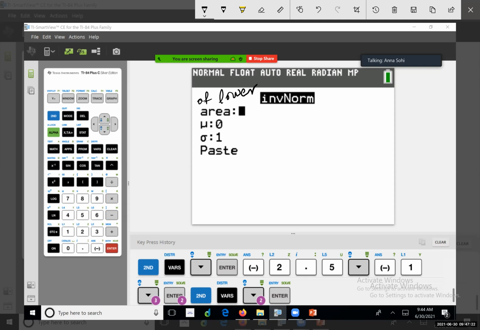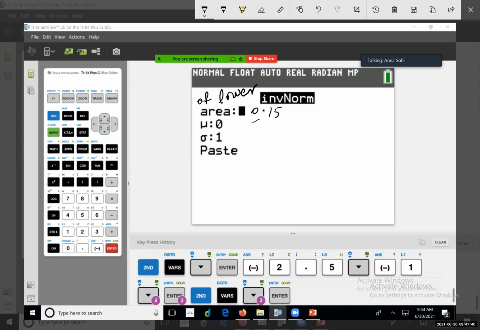In the previous case, what was that? 0.15. Can someone read that to me? Was it 0.15? Say it, because I don't see your chat.